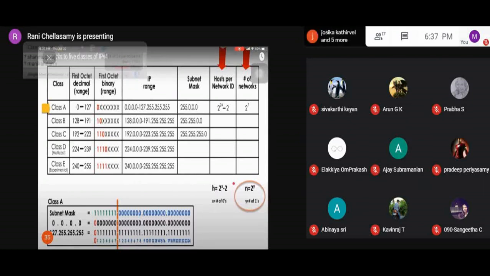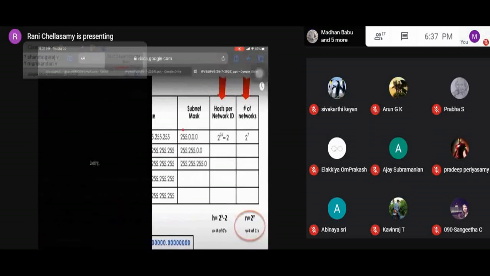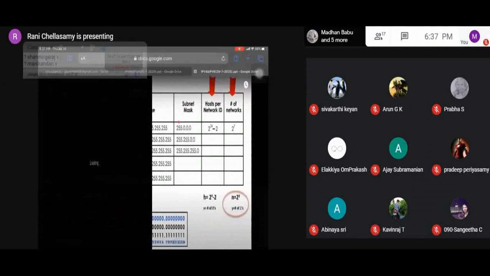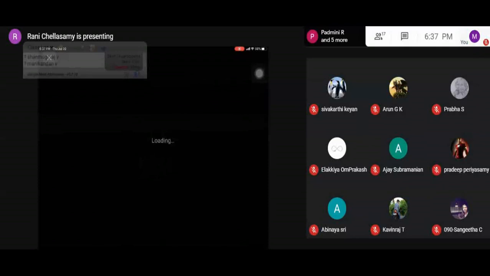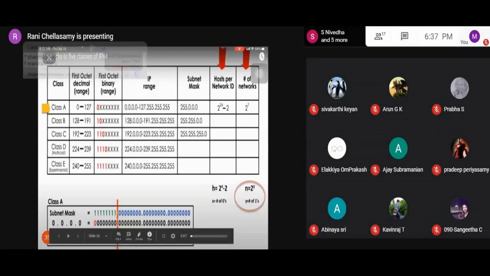See here, the subnet mask for class A is such that only the network portion will be ones, 255. So 255 is represented by all ones here, and the remaining are all zeros, 24 zeros in the host part. So we are taking 2 power 24.